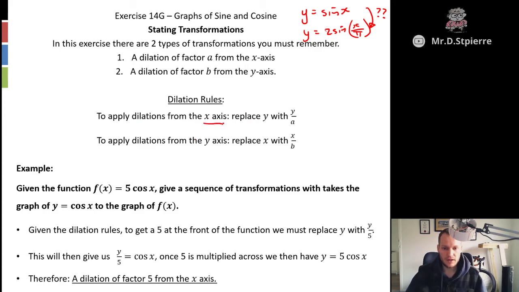If we want to dilate away from the x-axis, we replace y with y on a, where a is our dilation factor. Okay. And if we want to dilate away from the y-axis, so in this case we're dilating this way, we're stretching it out, in the first case we're stretching it up and down, we replace x with x on b, where b is our other dilation factor.